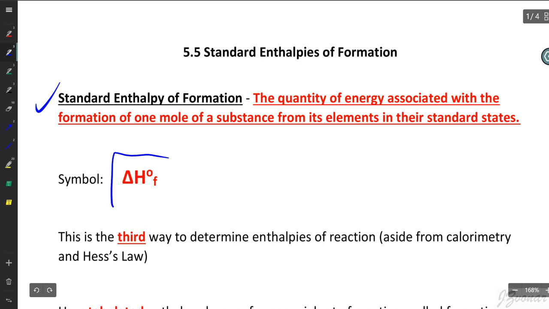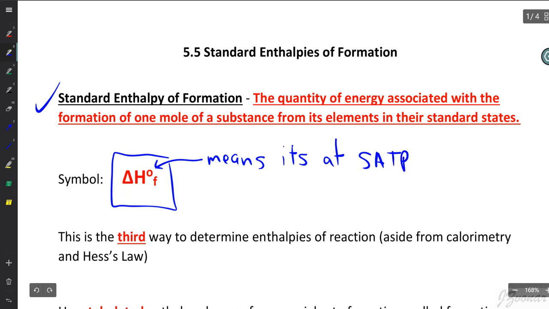The symbol that we're going to use is delta H naught F. What that naught symbol tells us, which is the circle here, is that these values are determined at SATP. And if you recall from the grade 11 gas unit, SATP stands for standard ambient temperature and pressure, which is always 25 degrees Celsius and 100 kilopascals.